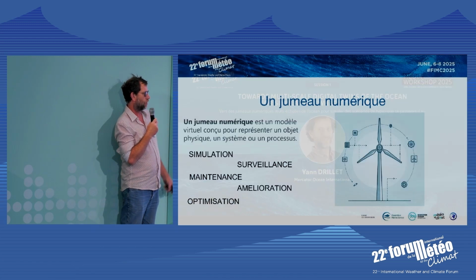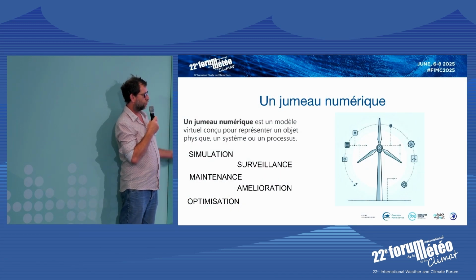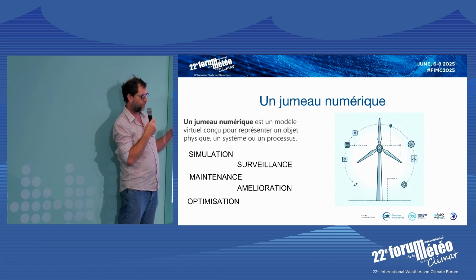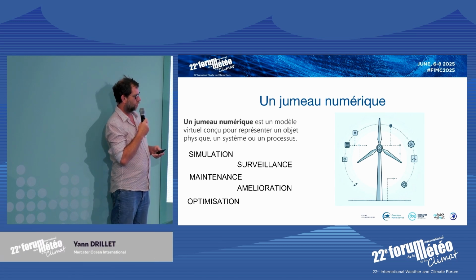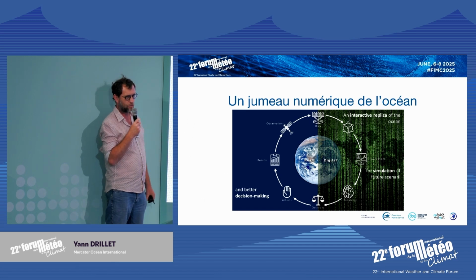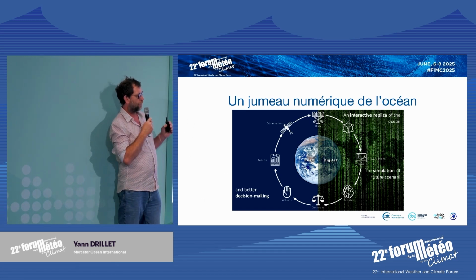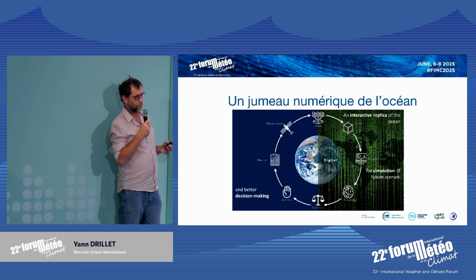So we have the example of a wind turbine. It's a good example of something physical, a tool, or something that we would like to model. And then we can try to improve the capacities of these tools. And the question is how we're going to adapt this concept of a digital twin to the oceans. And obviously it's a very complex environment.